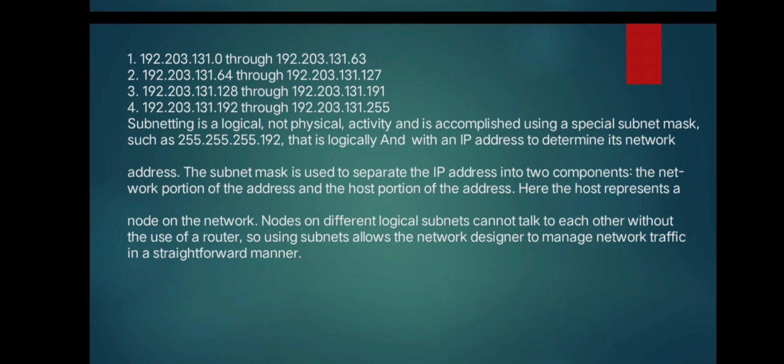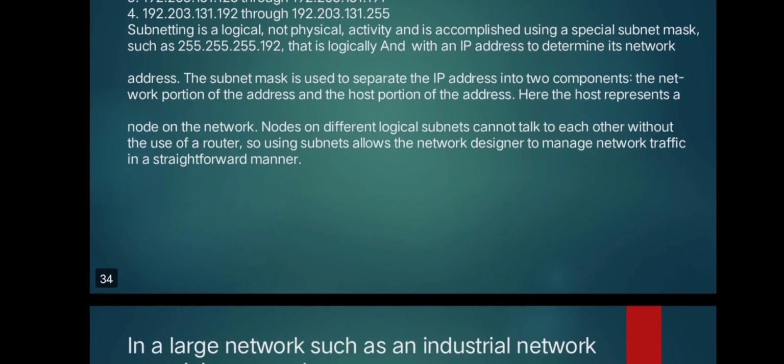Subnetting is a logical, not physical, activity and is accomplished using a special subnet mask such as 255.255.255.192 that is logically ANDed with an IP address to determine its network address. The network mask is used to separate the IP address into two components, the network portion of the address and the host portion of the address.